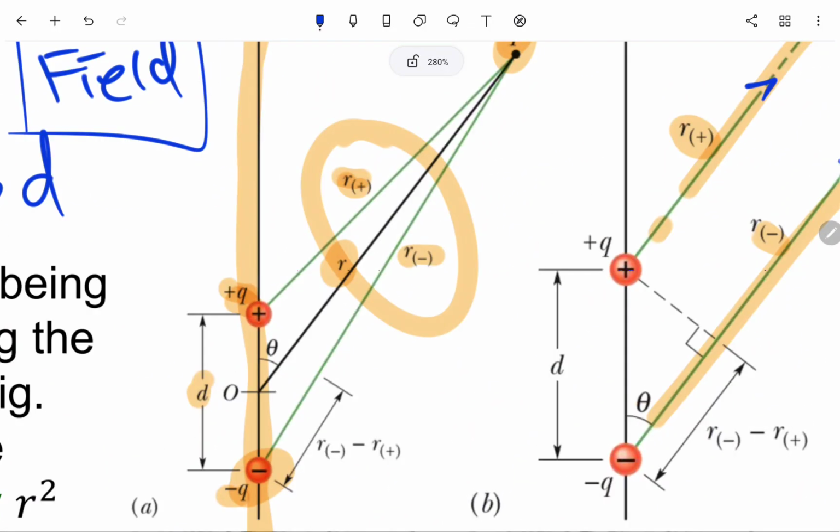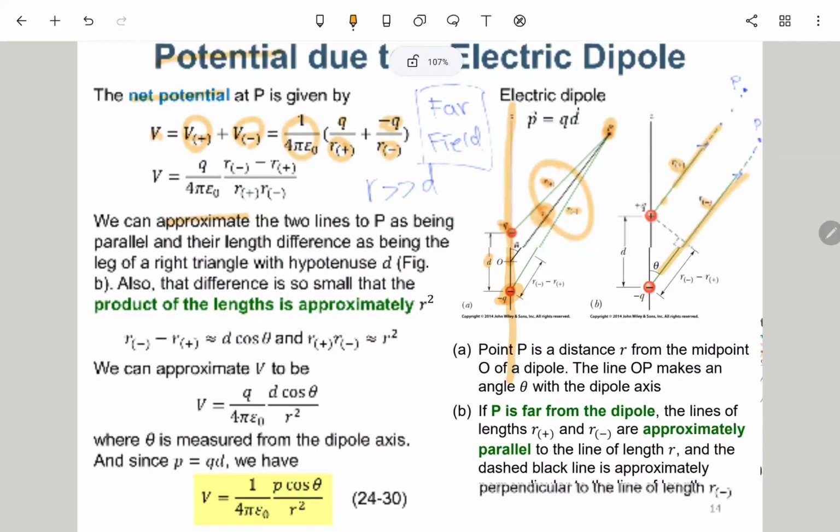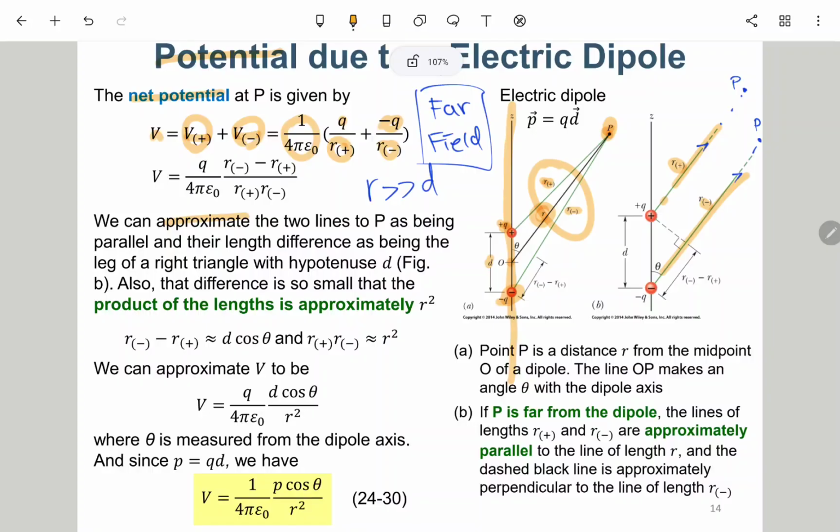Here, for r plus and r minus, we do not treat them as known values or good variables for the final expression. We just try to use r, which means the distance from point P to the middle point of the electric dipole. It's the small r. We try to use this r in the final expression.